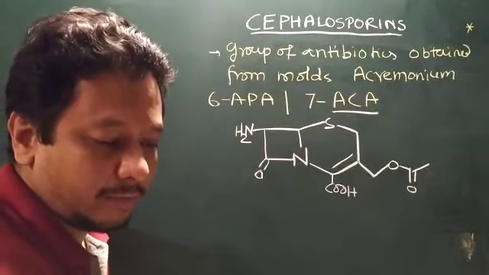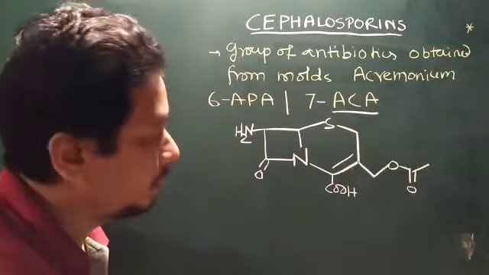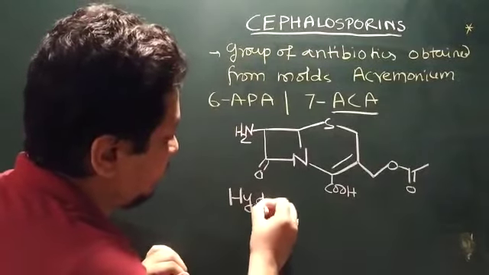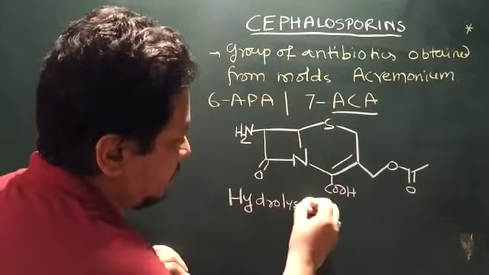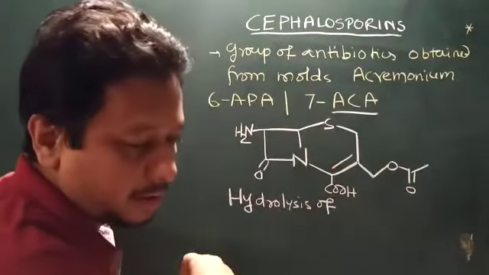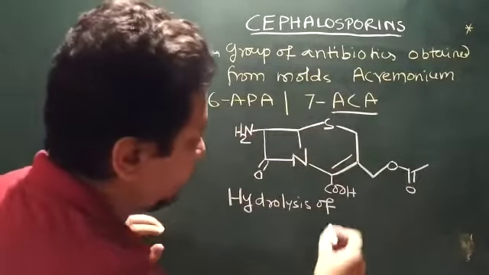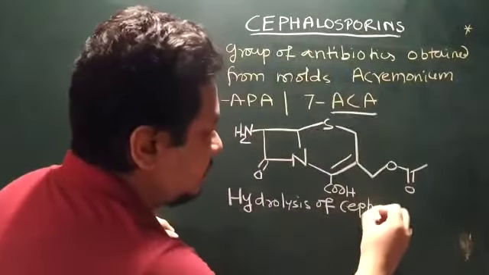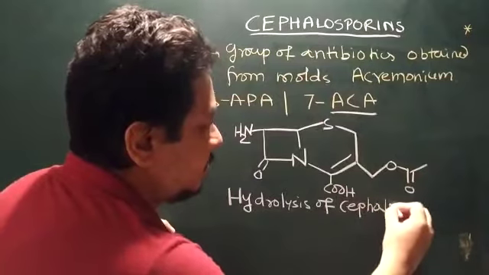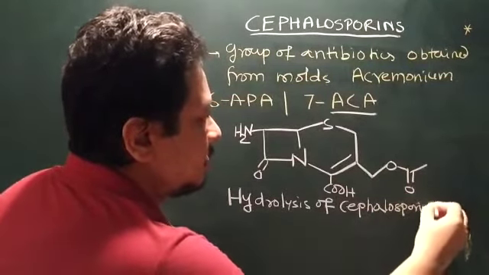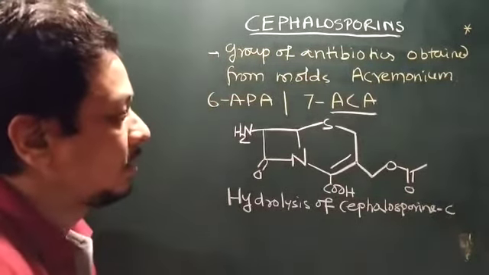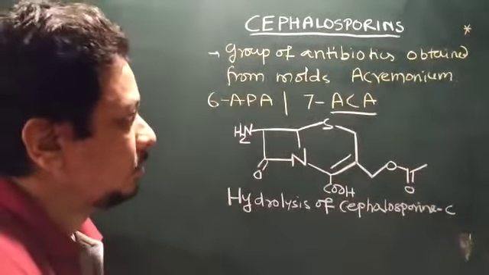And this was first obtained from hydrolysis of cephalosporin C. It's a natural cephalosporin, that is cephalosporin C. So this is the basic structure, 7-aminocephalosporanic acid.